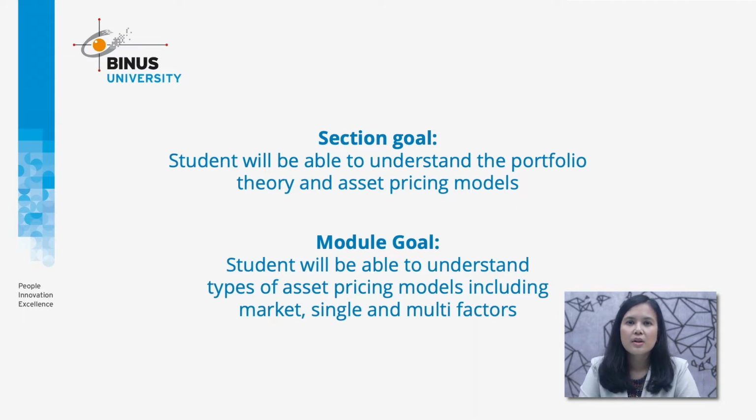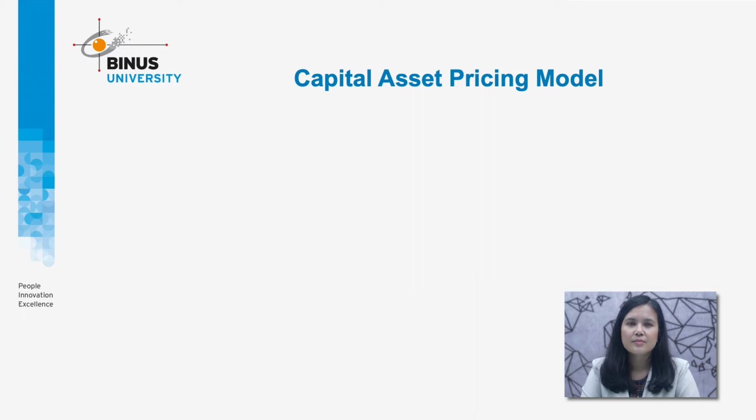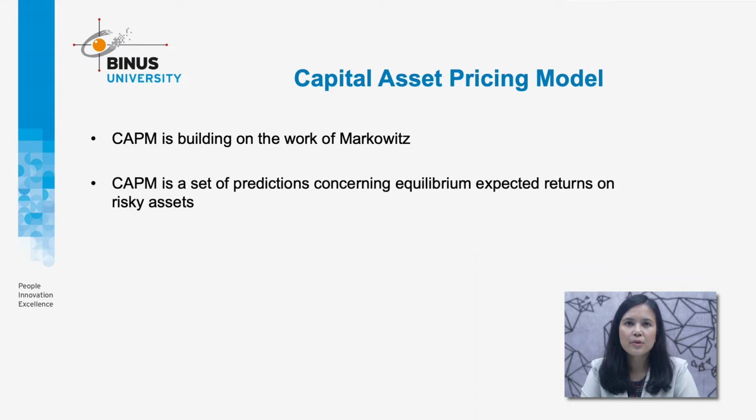Let's first discuss the concept of the Capital Asset Pricing Model. CAPM is building on the work of Markowitz. It is a set of predictions concerning equilibrium expected returns on risky assets. By definition, the CAPM is a model that describes the relationship between the expected return and risk of investing in a security. It shows that the expected return on a security is equal to the risk-free return plus a risk premium, which is based on the beta of that security.